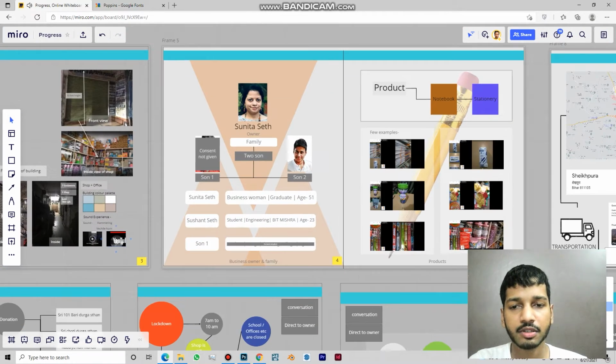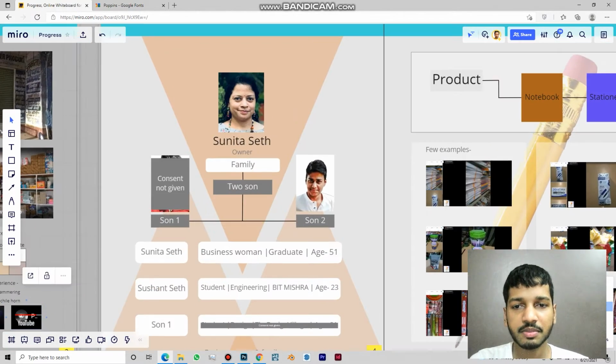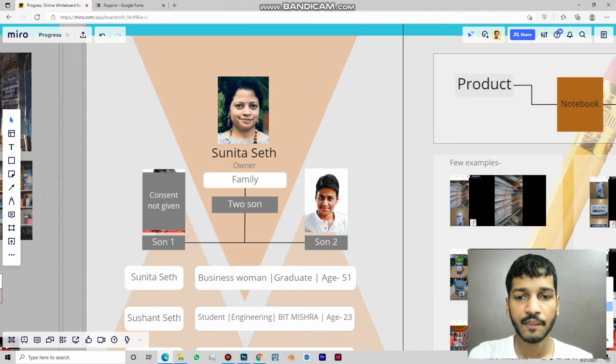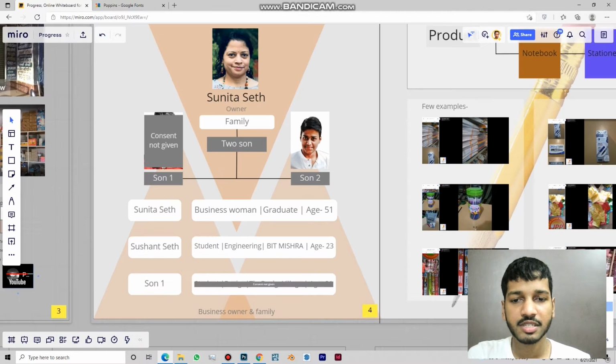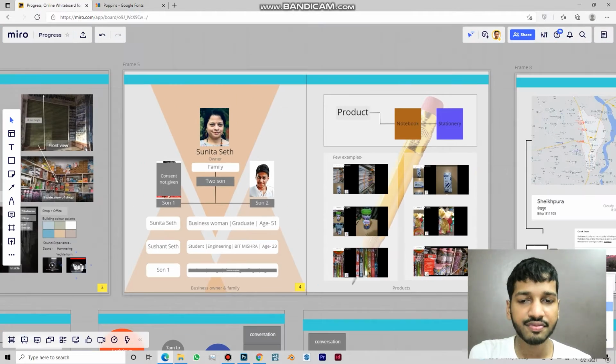So it is about the business owner and family. The business owner is Sumisa Seth. Her family has two sons. She's a businesswoman, graduate, 51. These are the basic details that I could get from the owner and from talking to their staff.